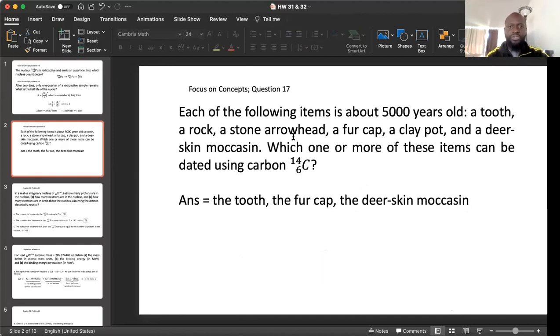Okay, the next problem, focus on concept question 17, says each of the following items is about 5,000 years old: a tooth, a rock, a stone arrowhead, a fourcap, a clay pot, and a deerskin moccasin. Which one or more of these items can be dated using carbon-14? So this is used for living organisms or something related to living cells. So the rock cannot be there, the clay pot cannot be there, the stone arrowhead cannot be there. So it's just the tooth, the fourcap, and the deerskin moccasin. That becomes the answer to that.